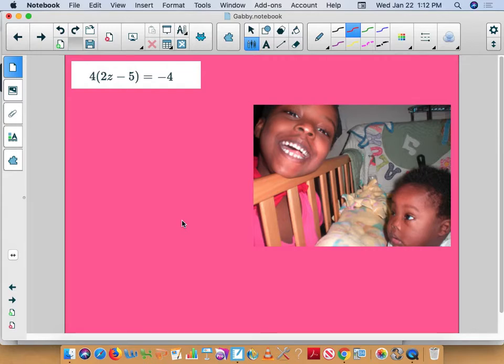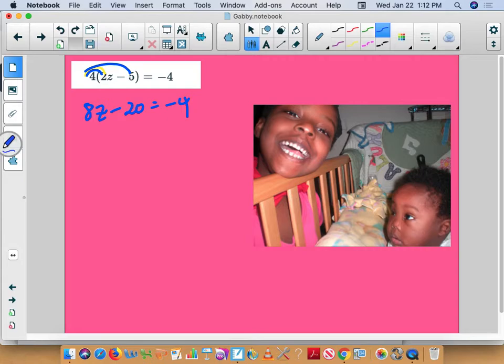Okay? Girls, unfortunately, we have two choices here. That 4 is on the way outside. You could either divide by it right now or you could distribute it. I think most of you would distribute it, so I'm going to distribute it. So this is going to give me 8Z minus 20 equals negative 4.